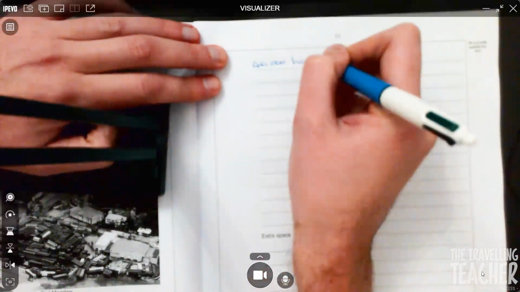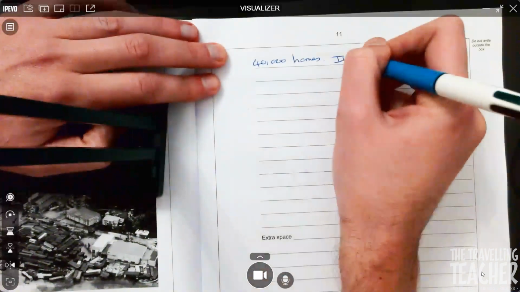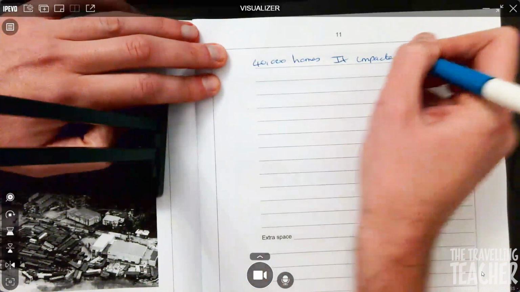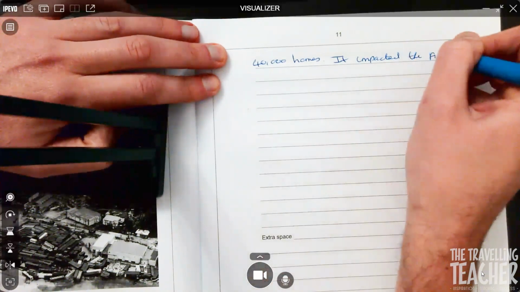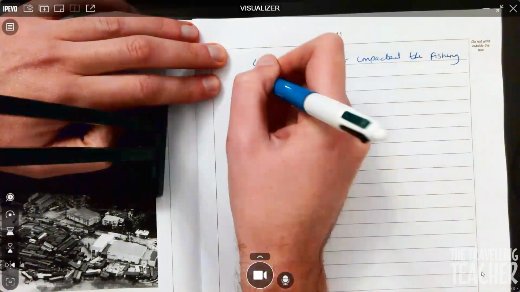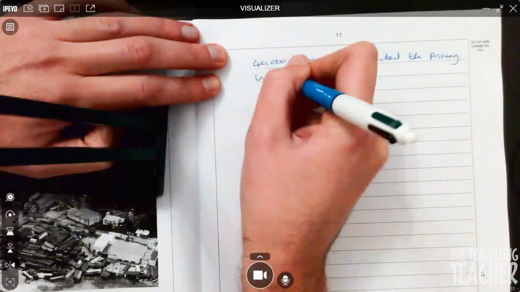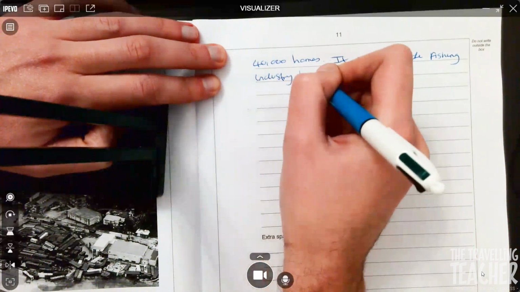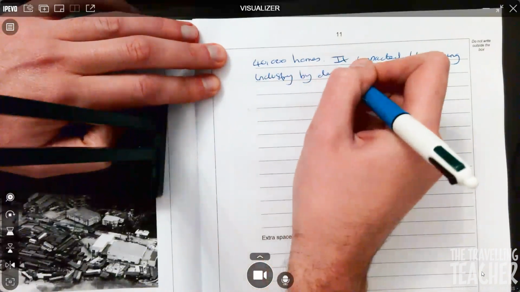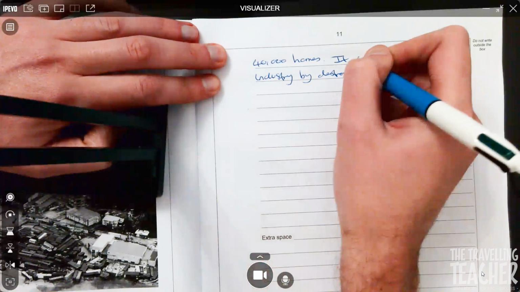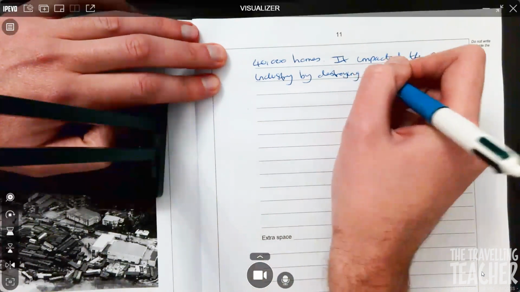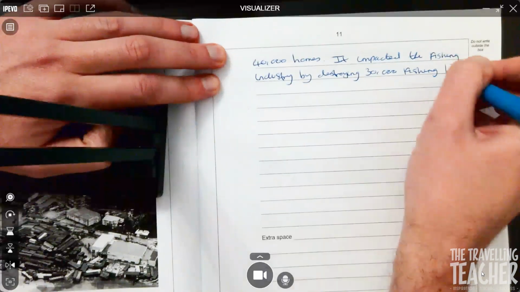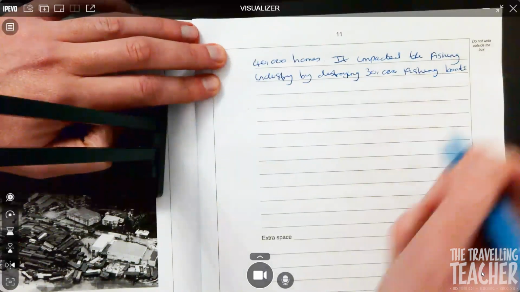$40,000 homes. Full stop. It impacted the fishing industry by destroying 30,000 fishing boats.